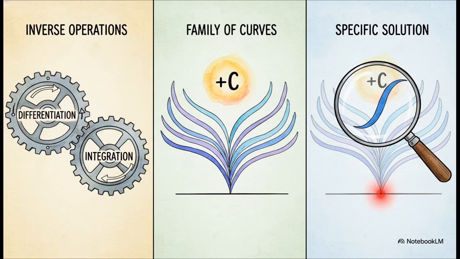Okay, let's wrap this up with the key takeaways. Number 1, integration is just differentiation in reverse. Simple as that. Number 2, that plus c isn't just some random thing to add on. It represents a whole family of functions that all have the same slope. And number 3, if you get a little clue, an initial condition, you can nail down that c and find the one specific function you're after.